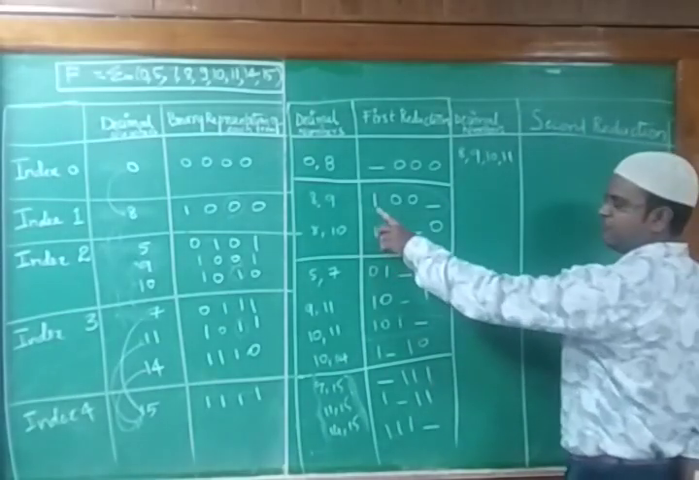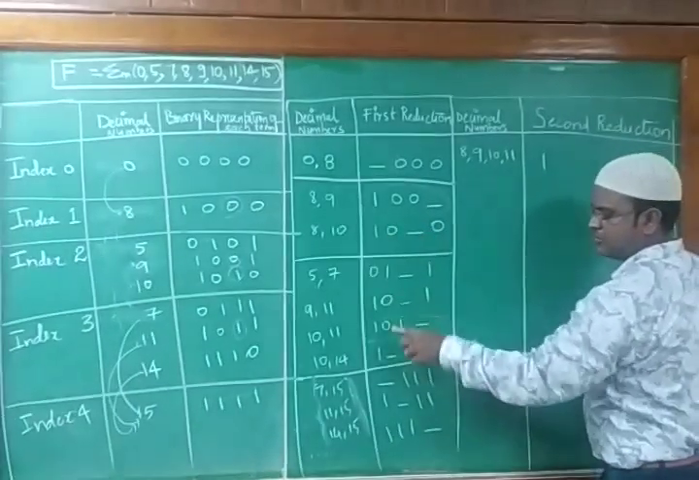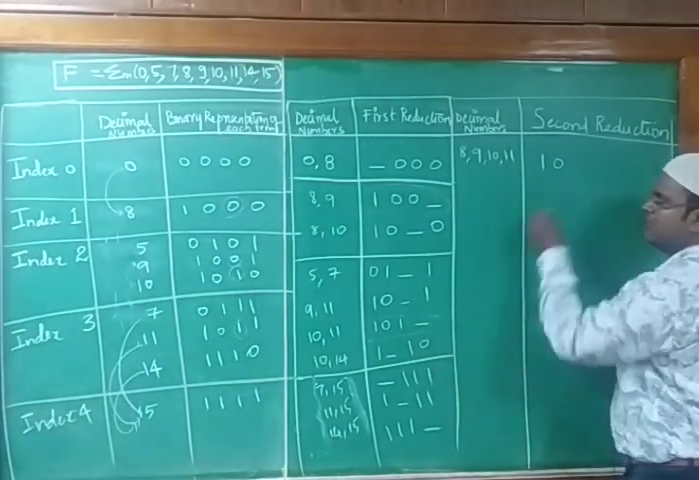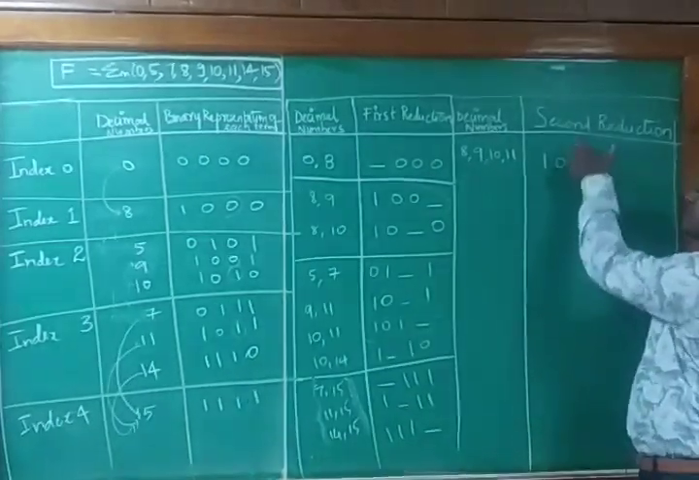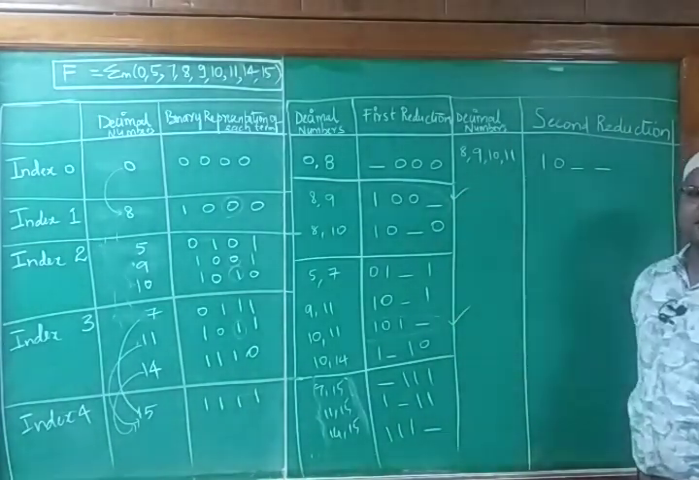So what is the answer of this one? 1 is there, it's 1. 0 is there, it's 0. Next 0 and here is 1. That means differ, and one more differ. So we got 2 dashes because of the second reduction. So this comparison is done.